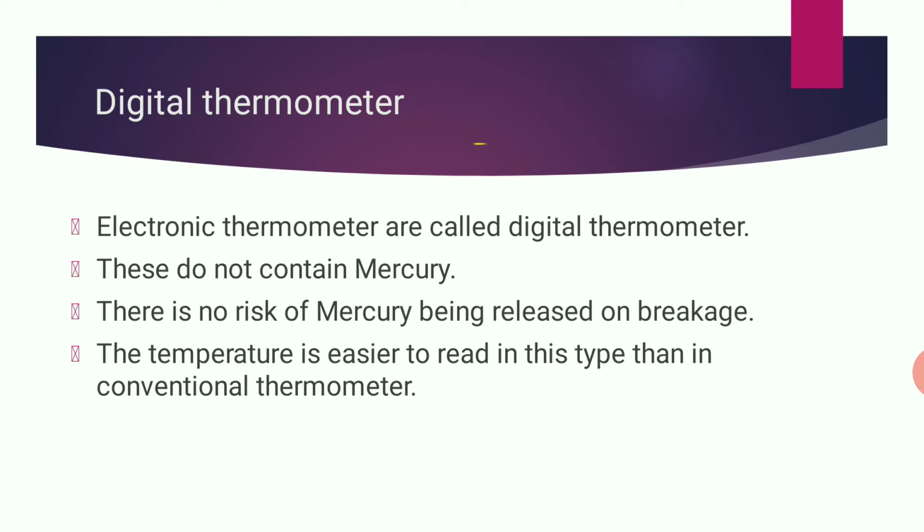Next, digital thermometer. The digital thermometers are nothing but electronic thermometers. We call electronic thermometers digital thermometers. They don't contain mercury. There is no risk of mercury being released on breakage. So it is safe, we can use it. The temperature is easier to read in this type than in a conventional thermometer, because the temperature comes in the form of digits.